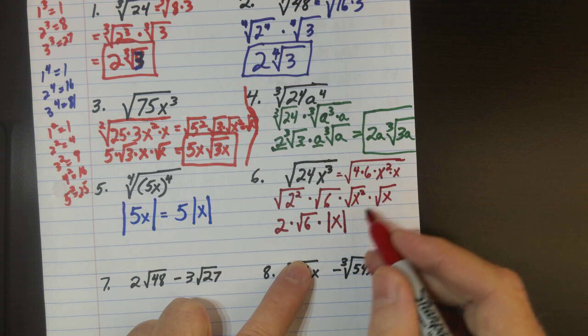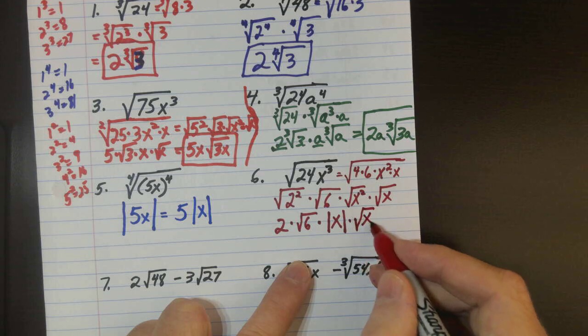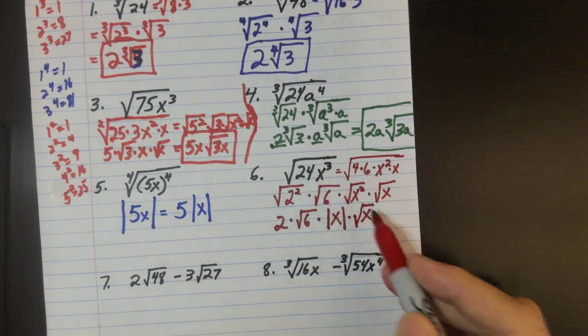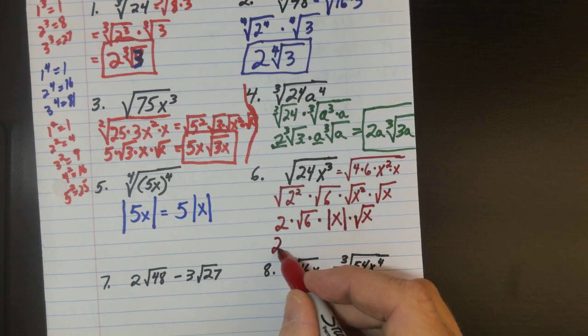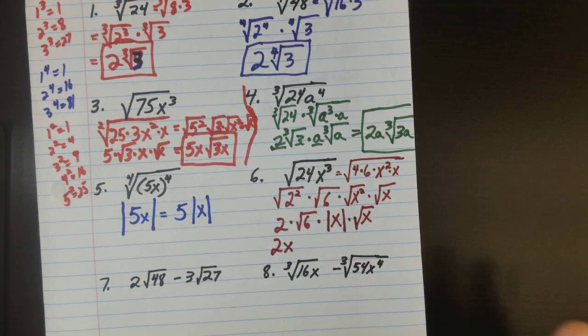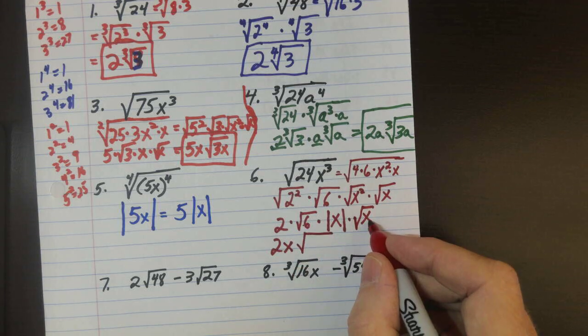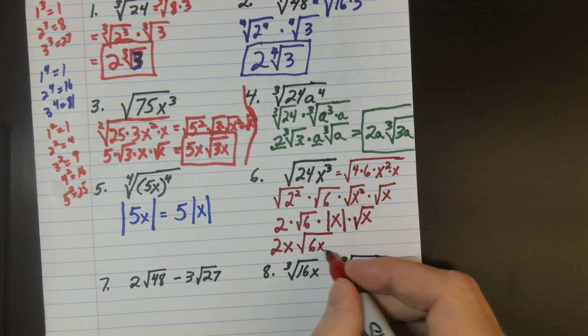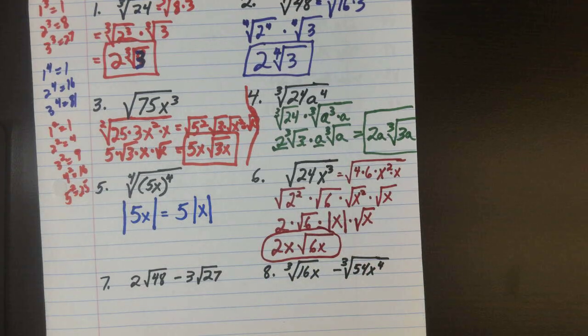Although if x is negative, that won't work. Okay. I think x would have to be positive for this to be defined, so I'm not going to worry about this anymore. So 2, I said absolute value of x, but I'm just going to leave it as 2x. And then square root of 6 times the square root of x is the square root of 6x.